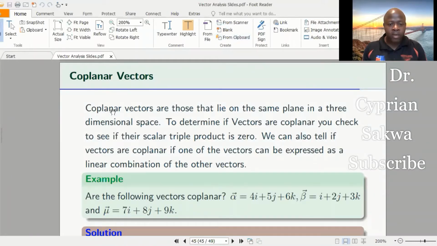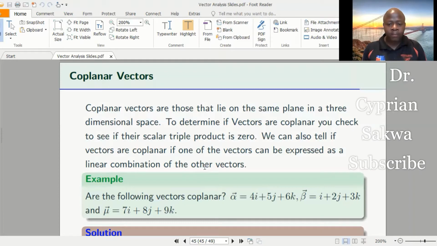So we begin by defining coplanar vectors and say that these are vectors which lie on the same plane in a three-dimensional space. It's important in this video to know how to determine if vectors are coplanar. What we'll be doing to determine if they are coplanar is to see if their scalar triple product is 0. If their scalar triple product is 0, then we say that the three vectors are coplanar.